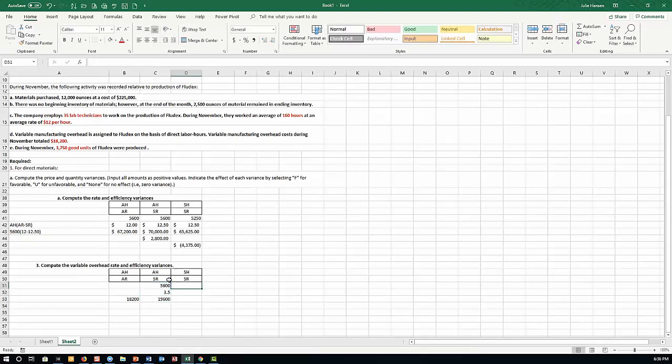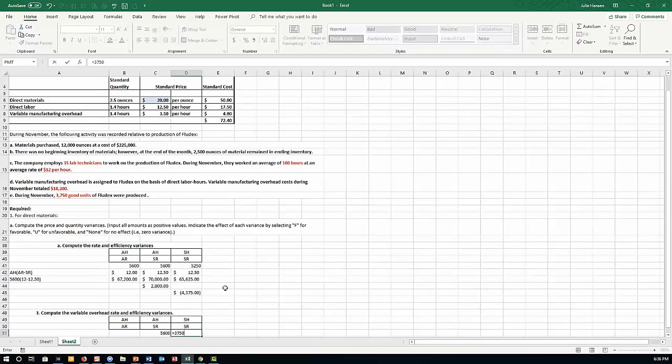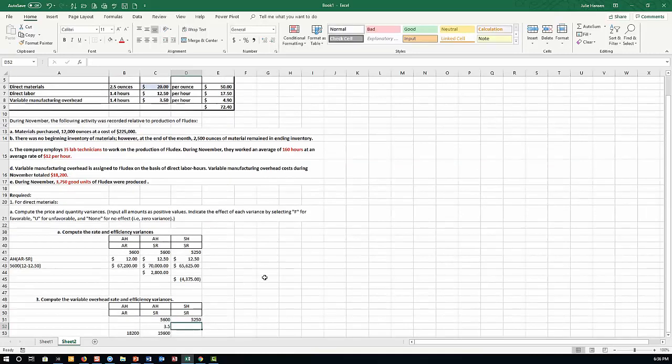Same situation happens with the standard hours over here. Again, how many units did I manufacture? 3,750. How much should I have used? Because my variable manufacturing overhead is based on my direct labor hours, those two numbers are the same. So I'm just going to take that and multiply it out. Do you see how that is the same? Because I figured out my labor variance over here, that standard hours is going to be the same because my overhead is based on my labor hours.